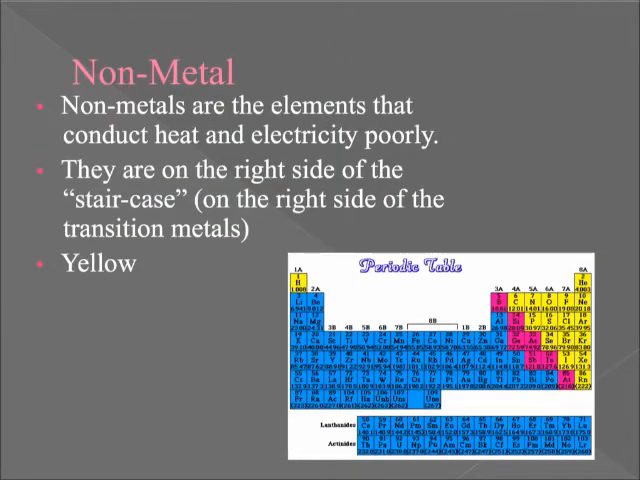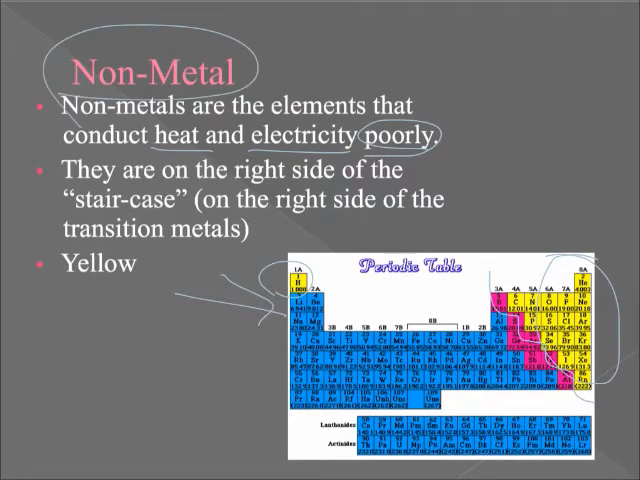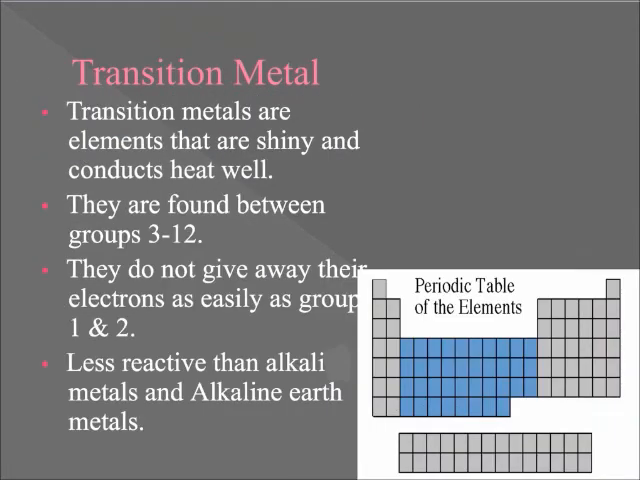Nonmetals are any elements that conduct heat and electricity badly, poorly. They're on the right side of the staircase, so imagine if this pink thing is a staircase. So anything that is in yellow color in this periodic table is considered a nonmetal. Using your periodic table, give me some examples of nonmetals in your vocab sheet.